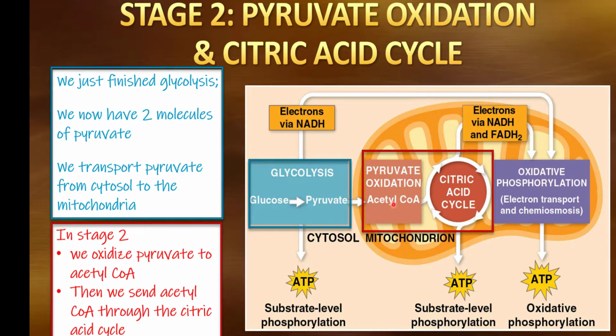The first part of stage 2 is pyruvate oxidation, where we will take this 3-carbon compound of pyruvate and we will transform it into acetyl-CoA. Then we are going to take acetyl-CoA and run it through the citric acid cycle. During the citric acid cycle, we'll continue to break down our hydrocarbon, we'll produce ATP, and we'll also produce some electron carriers, NADH and FADH. So let's take a look at those steps in a little more detail.